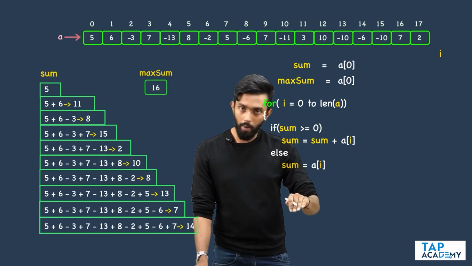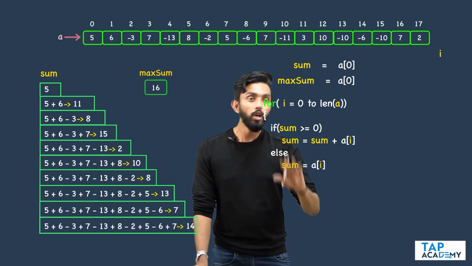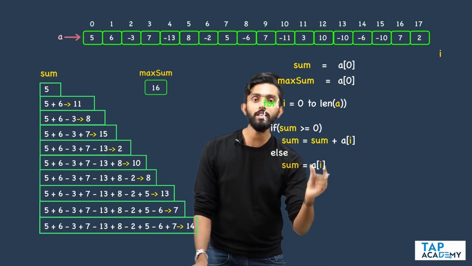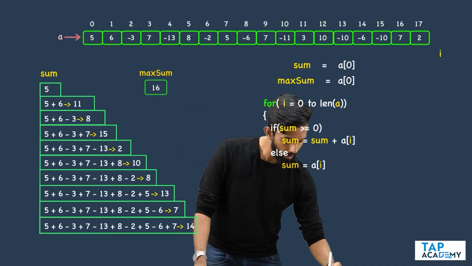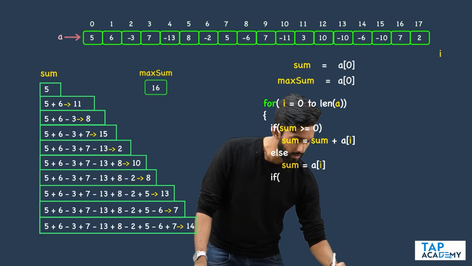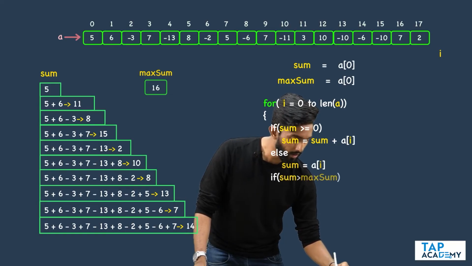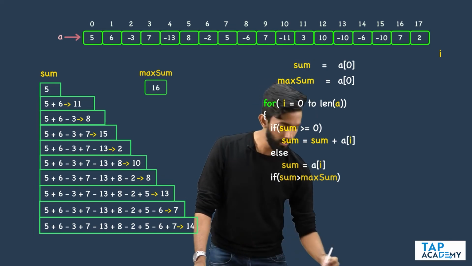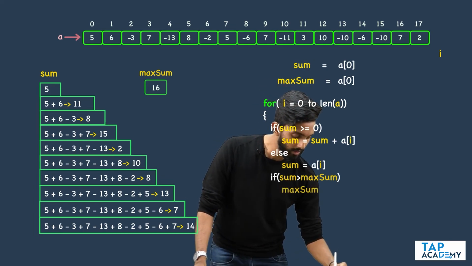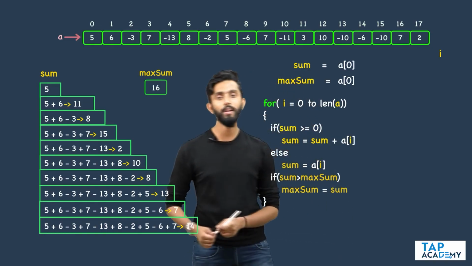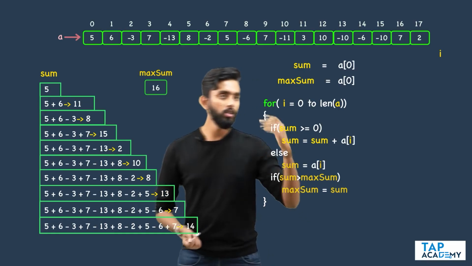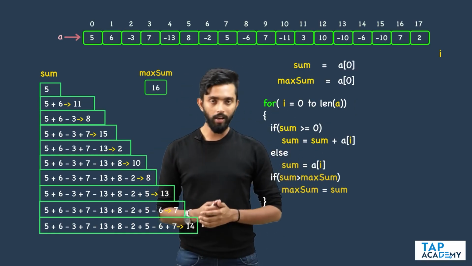Now, once you come out of both if and else, you have to see whether the existing sum is greater than the max sum. So I will just check if my sum value is greater than my max sum. If it is greater than my max sum, then my max sum should become equal to sum. As simple as that. Any confusion to that? So very simple. Go from starting till ending.